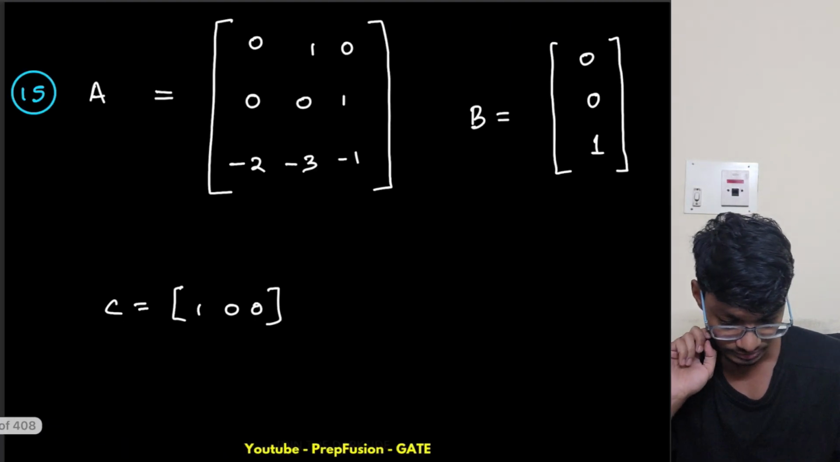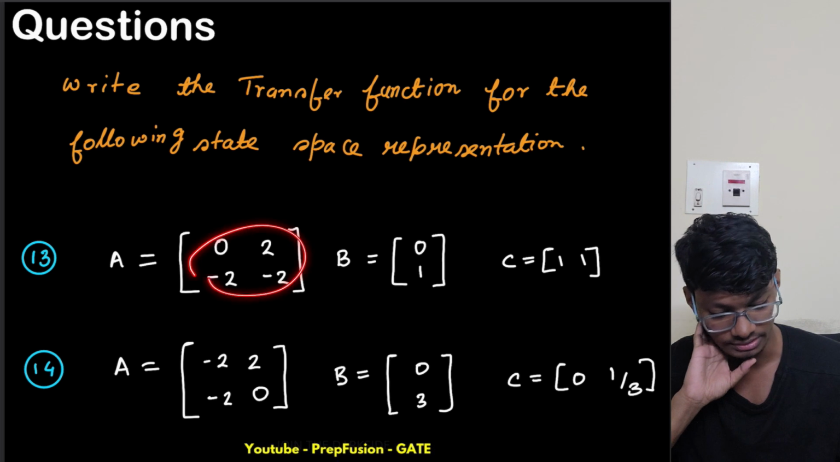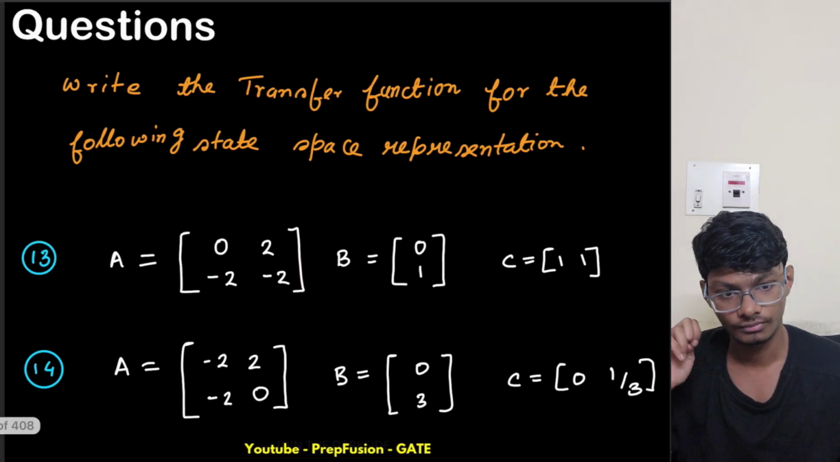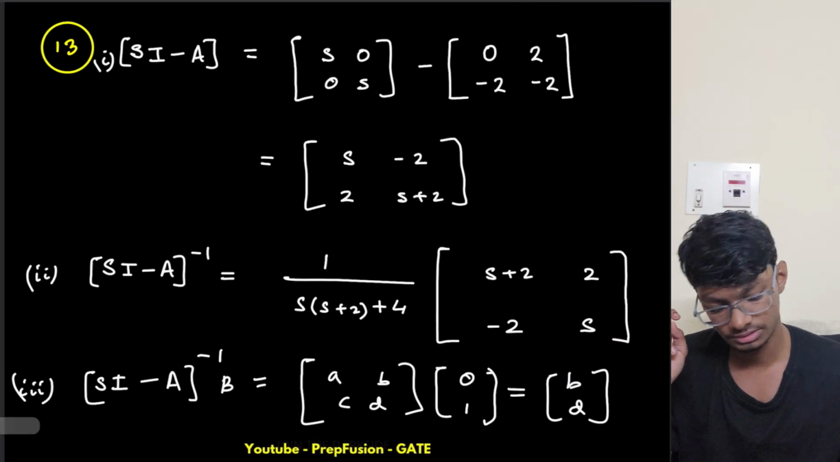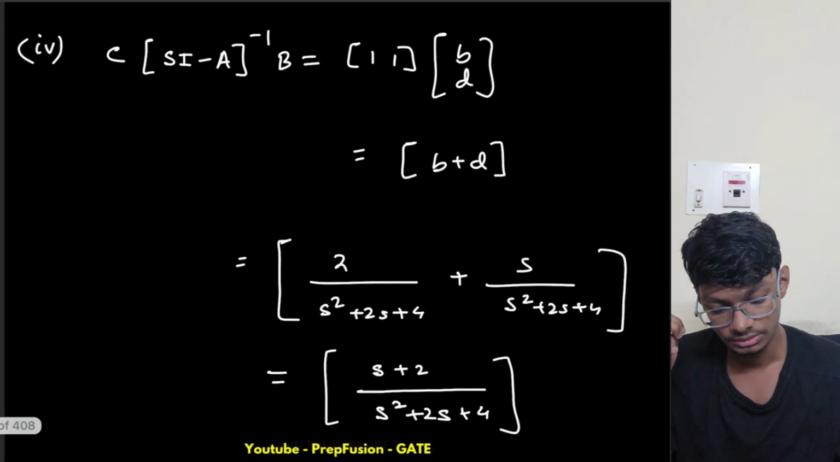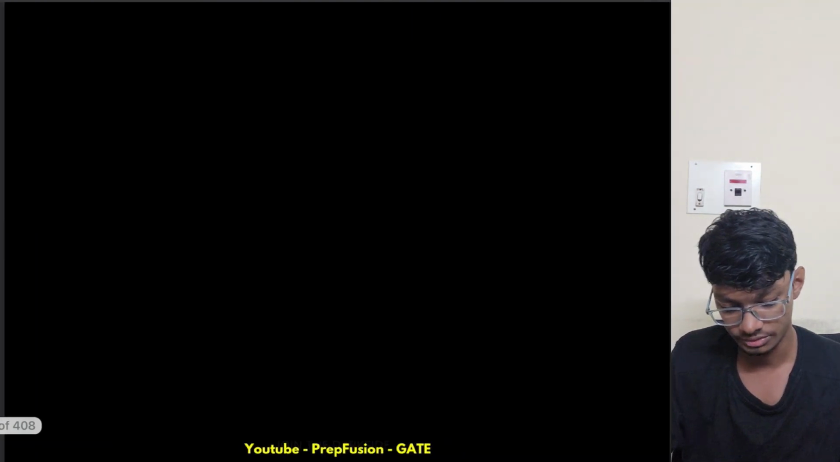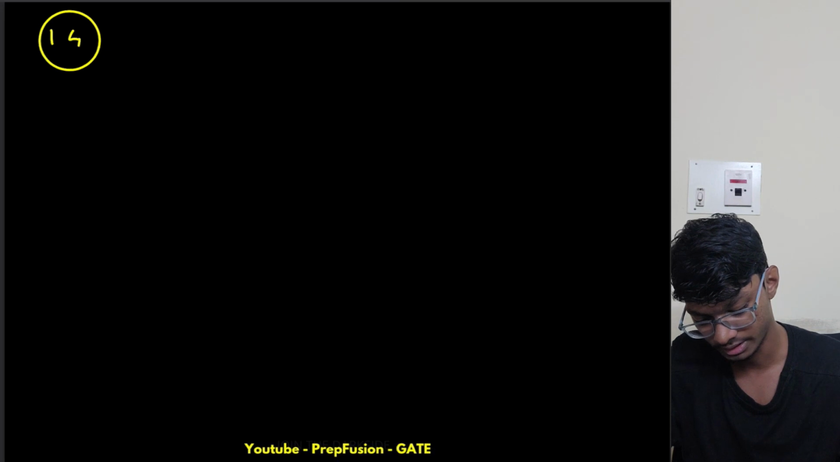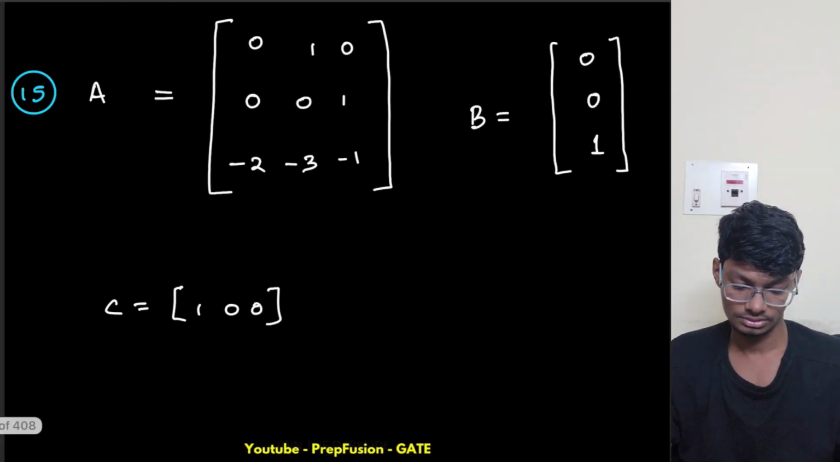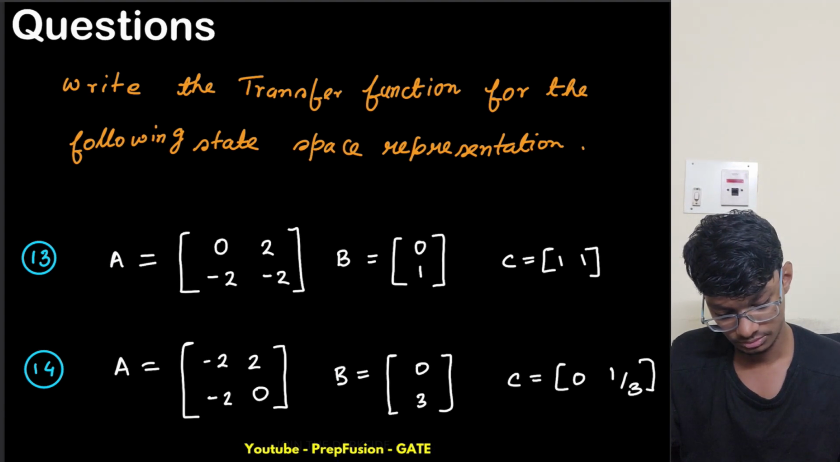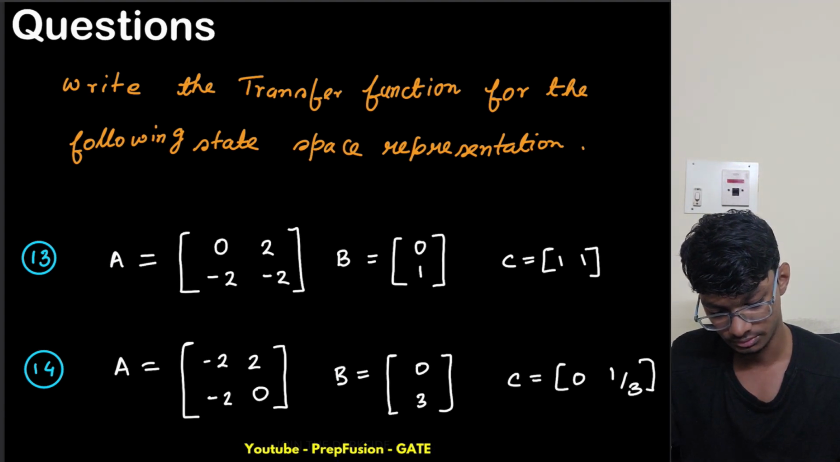And what was my ABCD matrix? This one was my matrix. So let's now solve for another transfer function. Let's solve for the 14th question. We'll do the same procedure only. I will just copy the values of A, B and C so as not to go back again and again. This one was my value of ABC.